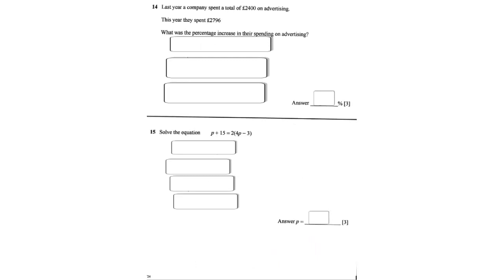Question 14 is a percentage change question. So you can see it's last year a company spent a total of £2,400 on advertising. This year they spent £2,796. What was the percentage increase in the spending on advertising? So when you get a question, always look for when it says percentage increase, percentage decrease, percentage profit, percentage loss. What you do is you try to find out what the increase was. So you have 2,796 take away 2,400.